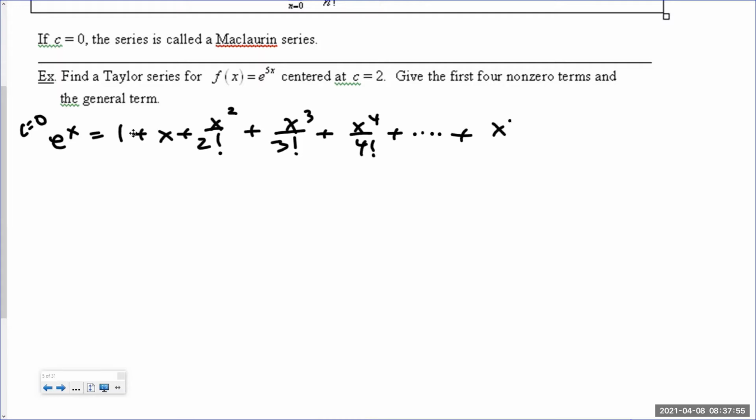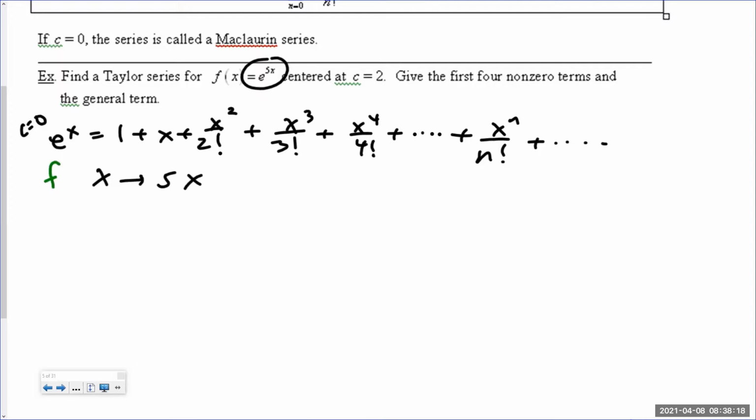plus xn over n factorial plus ... If you put equals here, make sure you have the plus ... Otherwise, a lot of times I'll just put a squiggly here. All right, so what I'd like to do is I have e to the x. I want to just substitute x for 5x. Substitution. Okay, so let's talk about this.